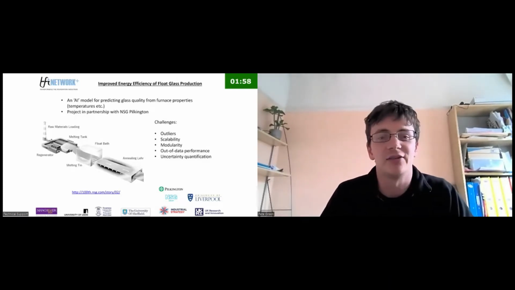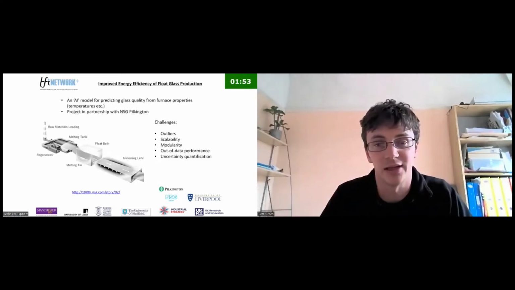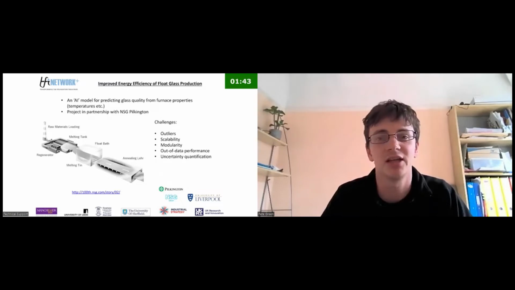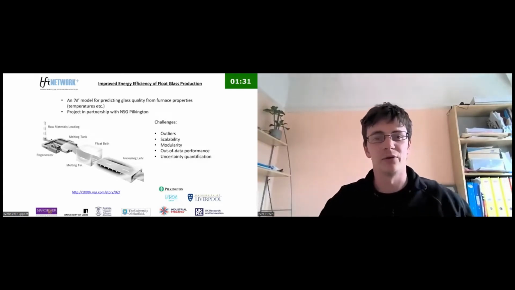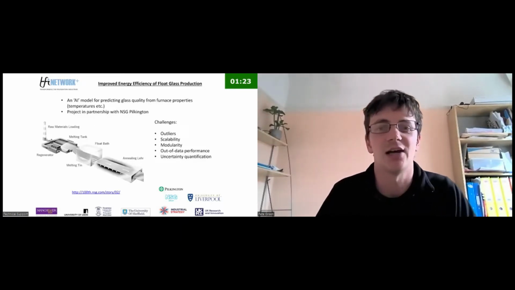There's a whole load of other stuff you have to think about when you apply machine learning to real world things. We have outliers that come about for various reasons. Scalability: we're measuring data all the time, so our final solution needs to be able to keep absorbing new data. Modularity is key and it's forgotten a bit these days. What that means is rather than one enormous model doing everything for us, we have a group of lots of model experts. And if one of them is, for example, misbehaving, then we can remove it, retrain it, and so on. Now, out of data performance.